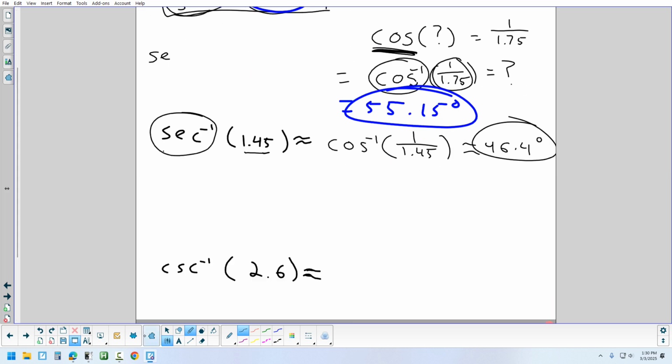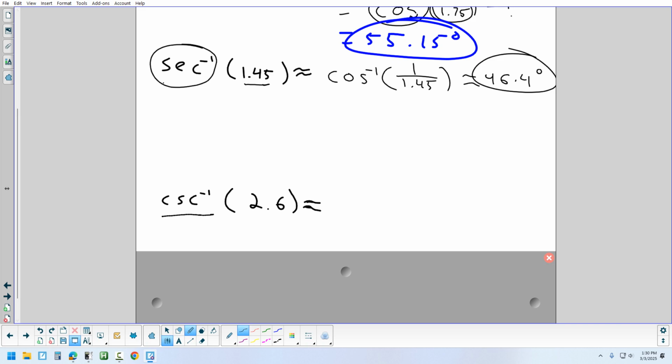Okay, let's try that one. What is this function? Oh, cosecant. Inverse cosecant. Do we have a button for that? No, so we have to change it to the inverse of sine. And we can't use 2.6. What do we have to use? 1 over 2.6. Yep. You only have to do that if you don't have a button for it. If you have a button, you just type it in.